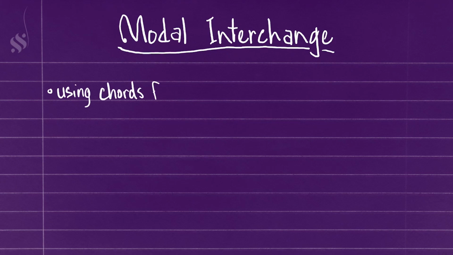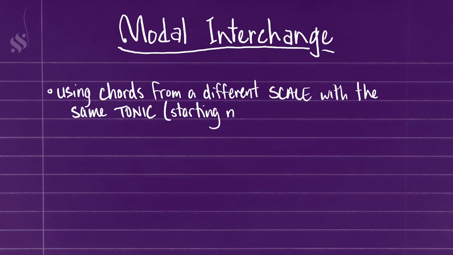But before we dissect these chord moves, I need to tell you about a big scary phrase called modal interchange. This is the concept of using chords from a different scale or mode that starts on the same tonic or beginning note. So in English, here's how we can do this. If we're in the key of C major, the easiest way to apply this concept is to use chords from the C natural minor scale in our progression.